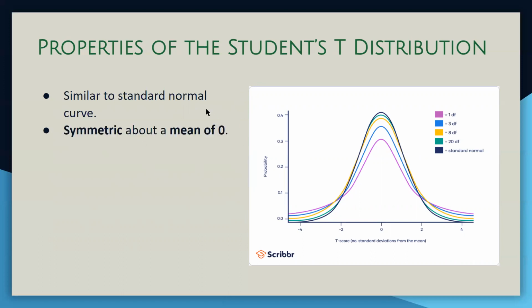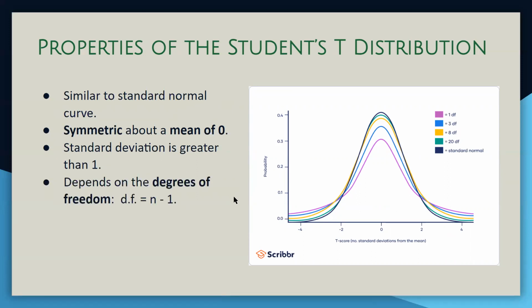It does have a mean of 0, just like the standard normal curve. But the standard deviation is actually greater than 1. So the student t-distribution tends to be wider and flatter than the standard normal.